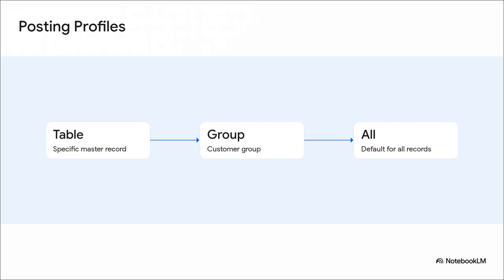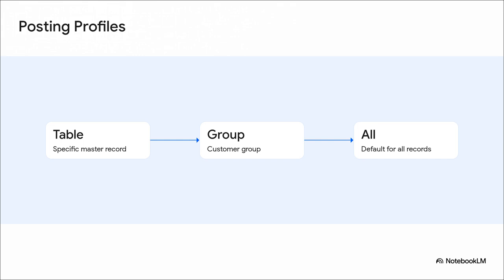So, the crucial point is, how does the system know where to put all this money? Well, D365 uses a posting profile hierarchy. It's like a giant sorting mechanism. When a transaction happens, the system looks for a home for it, starting from the absolute most specific rule and zooming out to the most general.